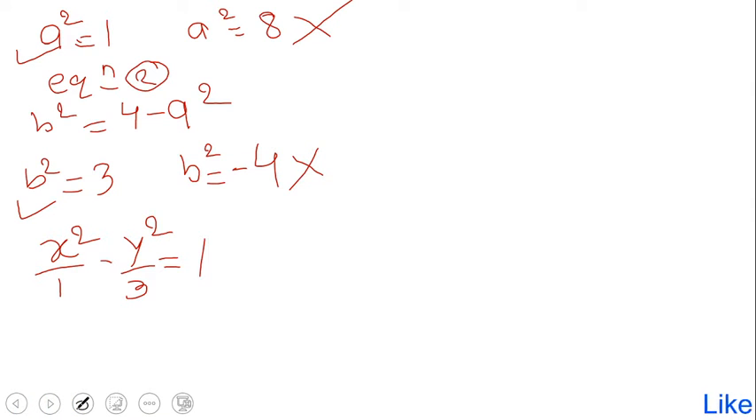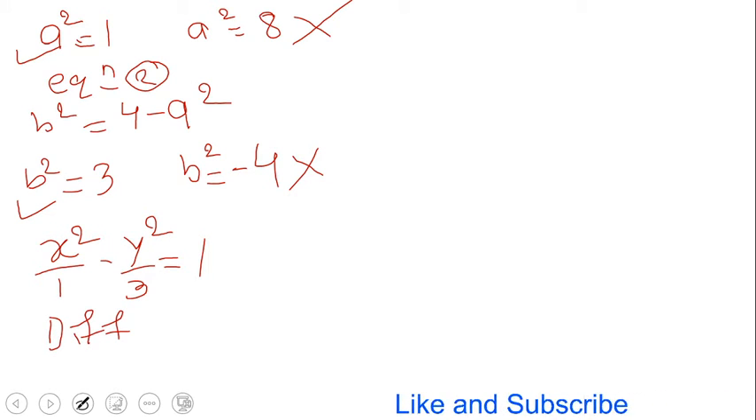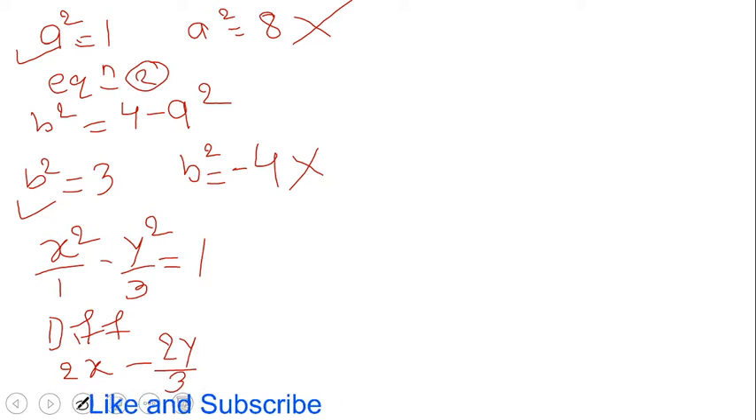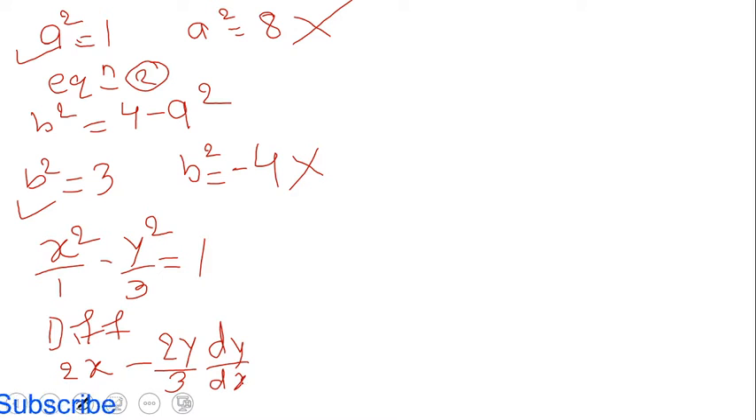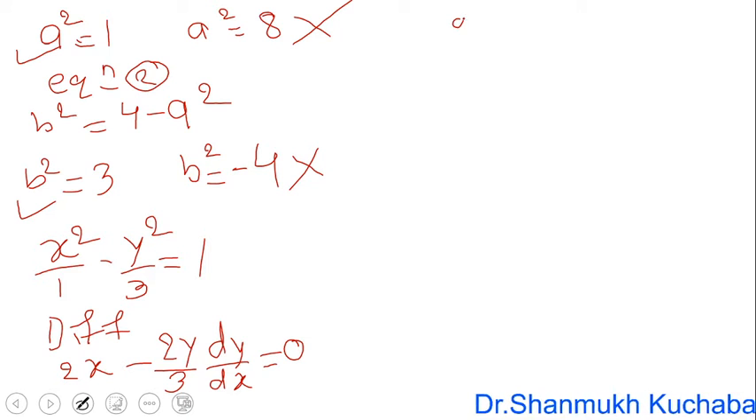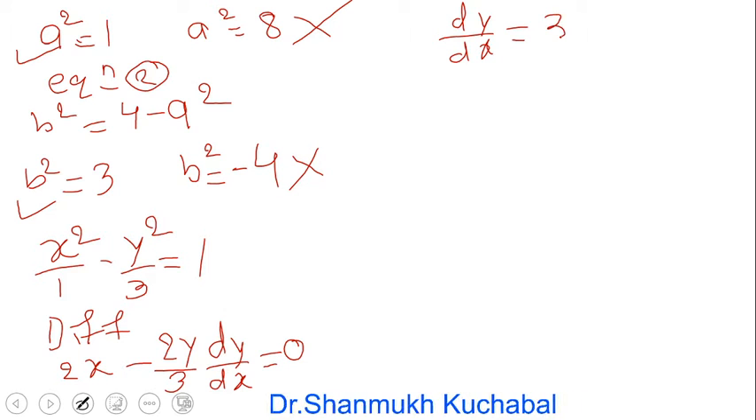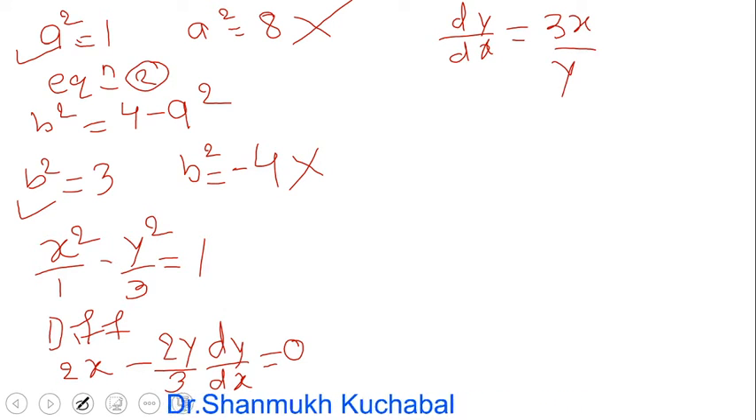Dear students, you are perfect with the differentiation, so we will differentiate this one. X square differentiation is 2x minus y square differentiation is 2y divided by 3 as it is. So y is a dependent variable, so I multiply by dy by dx, and the differentiation of 1 is 0. Then I write the solution for dy by dx, so we get dy by dx as 3x divided by y.